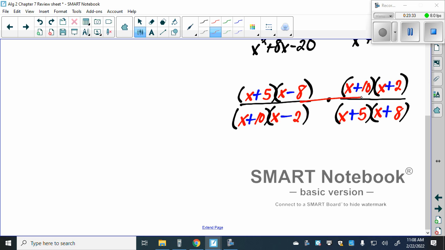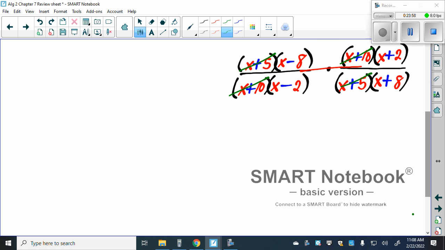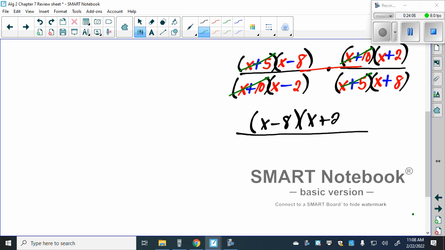Now, luckily with multiplication, they're just going to all bump together when we multiply them. So I like just creating one fraction here, and we can cancel out what's in common on top and bottom. Well, our x plus 10 and x plus 10 would cancel. X plus 5 and x plus 5 would cancel. Which would leave us with x minus 8 times x plus 2 over x plus 8 times x minus 2.